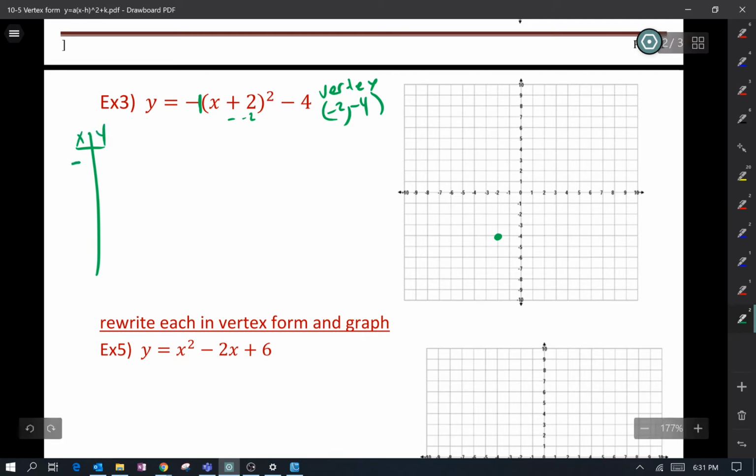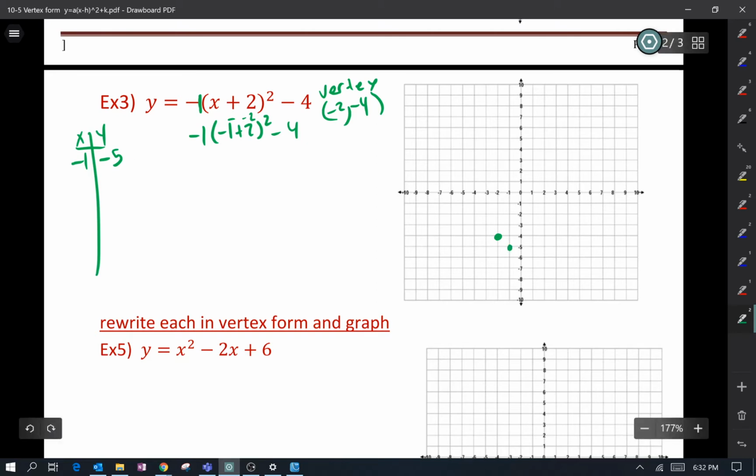So negative 1 would probably be easy, right? Negative 1. So we might want to do this. Negative 1 times negative 1 plus 2 squared minus 4. Well, negative 1 plus 2 is 1. 1 squared is 1 times negative 1 is negative 1 minus 4 is negative 5. Just be careful with that math, right? You could mess it up real easy. So negative 1 is negative 5.